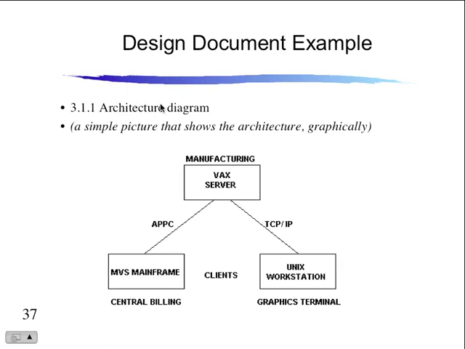So there's a simple picture that shows the architecture graphically. We've got a VAX server, a Unix workstation, and a mainframe. We've got clients out here, and they have a TCP/IP connection. You'd think, well, this is kind of simple, which is good, because when you look at this, you go, oh, there's a VAX server involved with this. Oh, okay. So you might actually see something you didn't see in the past.